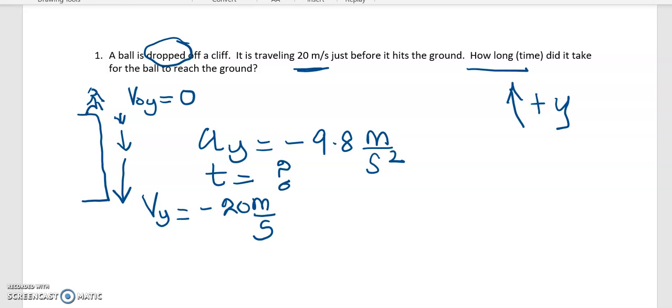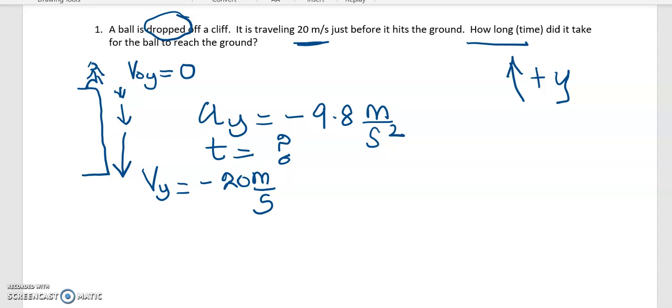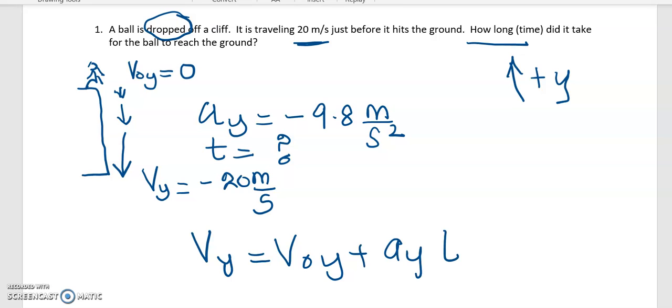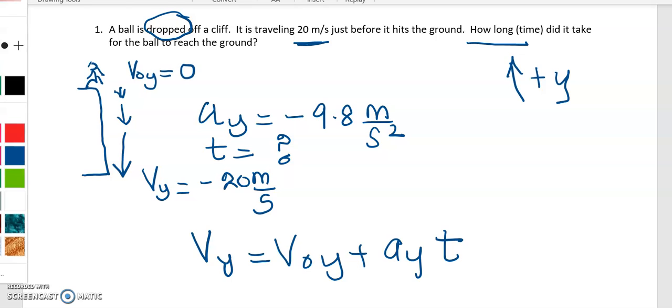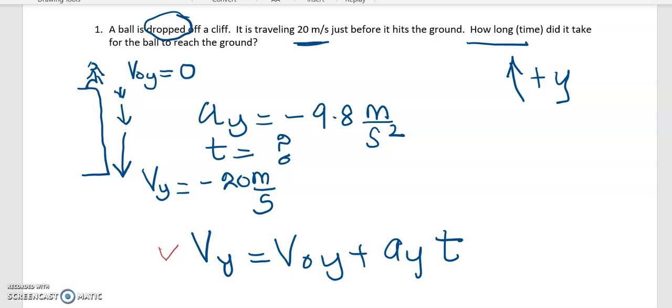Now I need to choose the correct equation. Let me use the first equation out of the 4 equations we have. Let's assume I have no idea whether it's going to work or not. I'm just going to write it down and see whether it works for me. Now, let me put a tick mark for the ones that I know. Do I know the final y velocity? Yes, it's negative 20. Do I know the initial y velocity? Yes, I dropped the object, so it's equal to 0. Do I know the acceleration? Yes, it's negative 9.8. Do I know the time?